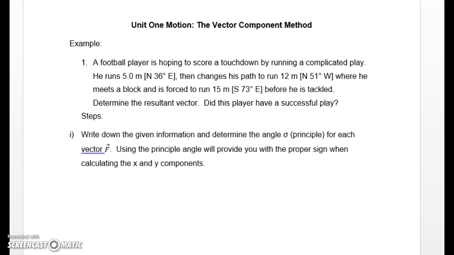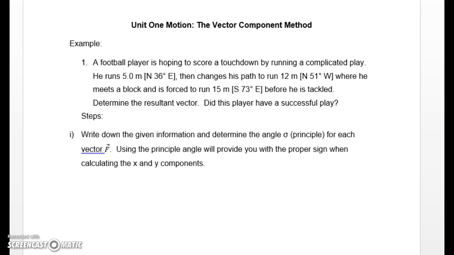Here we're going to be looking at an example from your notes, which is our first vector component method example. A football player is hoping to score a touchdown by running a complicated play. He runs 5.0 meters north 36 degrees east, then changes his path to run 12 meters north 51 degrees west, where he meets a block and is forced to run 15 meters south 73 degrees east before he is tackled. So here we're going to determine the resultant vector. We want to know, did this player have a successful play? Did he move forward overall, or did he lose some distance?